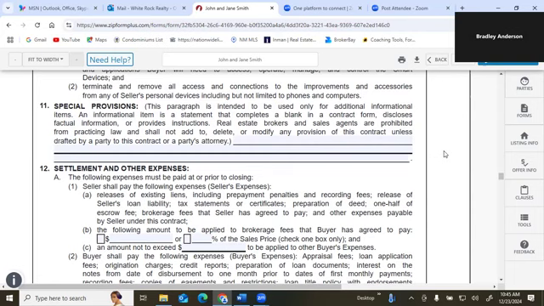Okay, because a lot of times agents want to add things in here and they forget about the fact that, well, what if this condition isn't met? Well, I didn't think about that. Yeah. If the condition's not met, what happens? Is the earnest money given back? Well, I'm not a lawyer. Exactly. So please be careful.